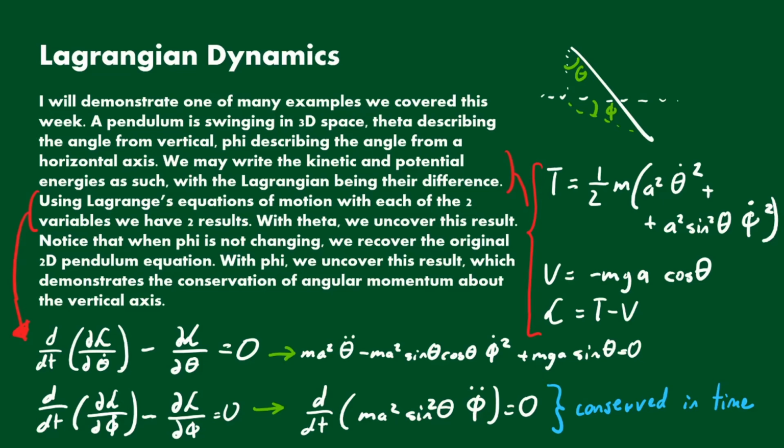With theta, we uncover this result. Notice that when phi is not changing, we recover the original 2D pendulum equation. With phi, we uncover this result, which demonstrates the conservation of angular momentum about the vertical axis.